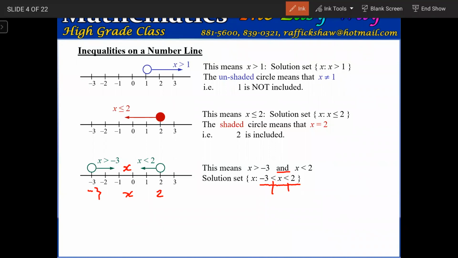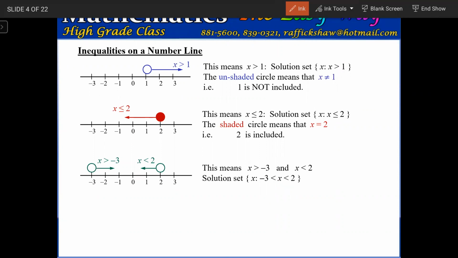So the negative 3 is less than x. At the same time, x is less than the 2. You can read it that way. Or I like to say that x is between. The important thing to notice is that we actually have two less than signs here. Very important. That's when x is between two values, not including the values. And that's why I don't have an equal on this and I don't have an equal on that, because both circles are unshaded. And then this inequality can be read both ways.